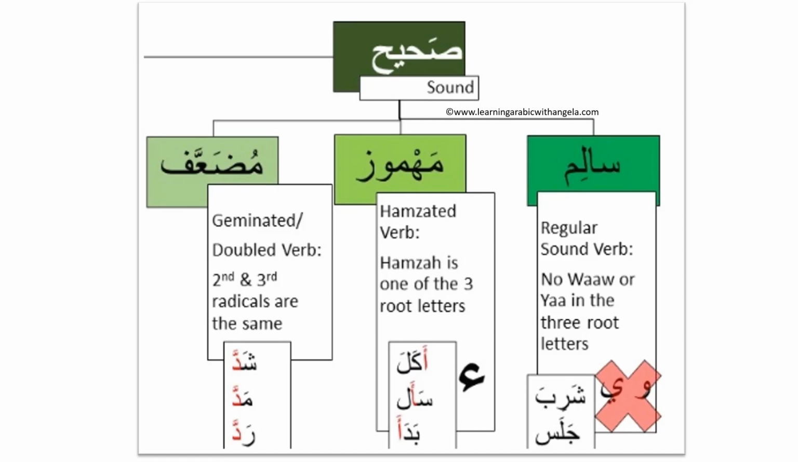And finally, we have the geminated or doubled verb, al-fi'l al-muda'af, whereby the second and third radicals are exactly the same because one letter is doubled. So if you look at shadda, madda, radda, it's actually made up of three letters each, but the second and third radical are combined in one letter with a shadda diacritic on top. So if I say radda, and if I say it very slowly, radda, you can hear the two dals. So this is what we call a geminated verb.